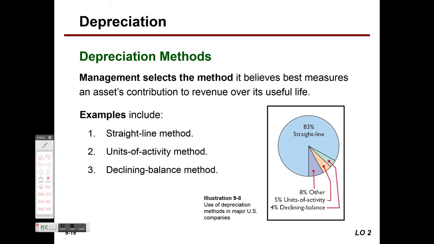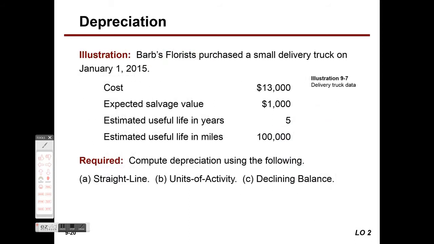We'll also talk about units of activity, which lends itself well to manufacturing and things of that nature, where we use some actual measure of output, i.e. miles driven, machine hours run, or what have you, to form the basis of depreciation. That's also fairly straightforward. And then we'll talk about the declining balance, which is an accelerated form of depreciation. The computation is a little more difficult, but again, nothing this group cannot handle.